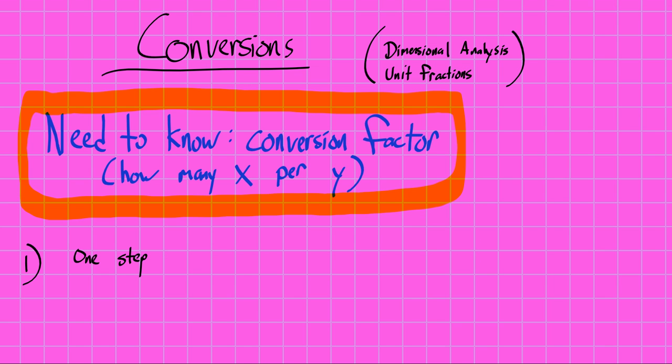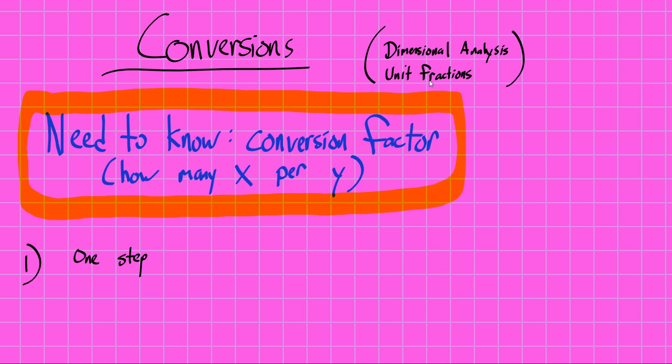This video is about making conversions from one unit to another, and it doesn't matter what unit you're starting with or what unit you're ending with. This method is called by a few names. One of the common names is dimensional analysis, which is the name that I learned it with, or the unit fraction method, which is the name that I use most often.